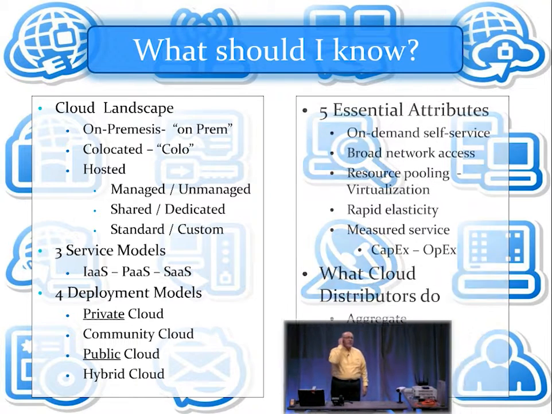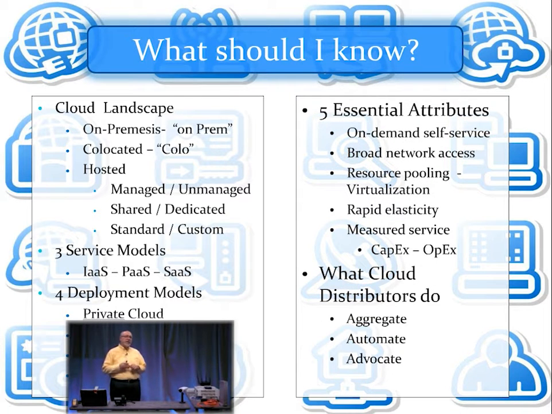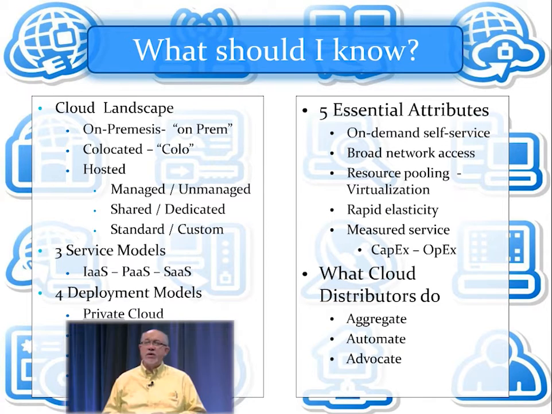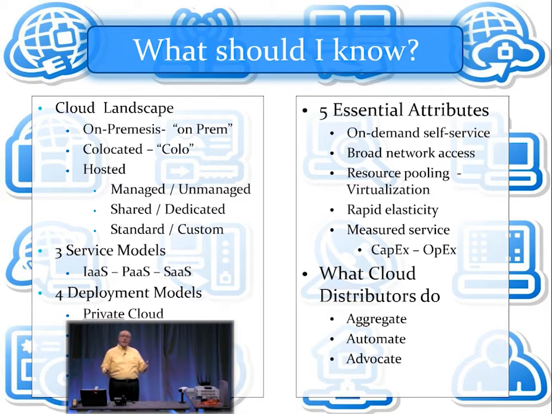You should have some grip of these five essential attributes. You have some idea. Just see them in a basic list there and be able to understand the role that they play, to be able to have a conversation with your customer about CapEx versus OpEx. That's important. And then ultimately, you have to understand this cloud channel that we're all involved in and know what cloud distributors do, but also know what cloud resellers do. And to be able to aggregate and automate and be the advocate for this cloud technology through our channel.